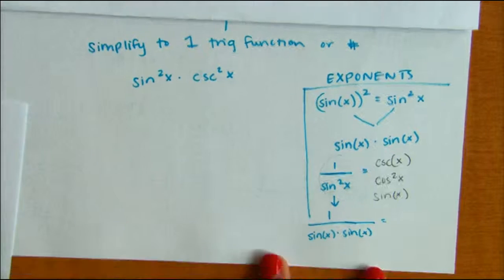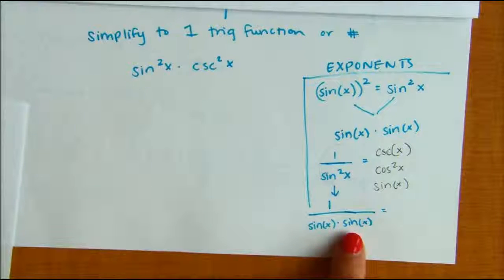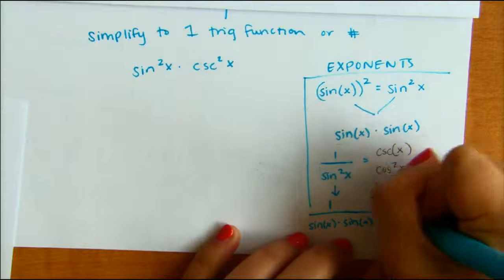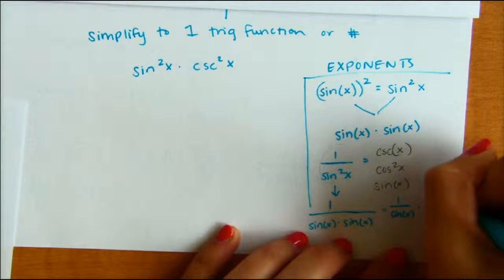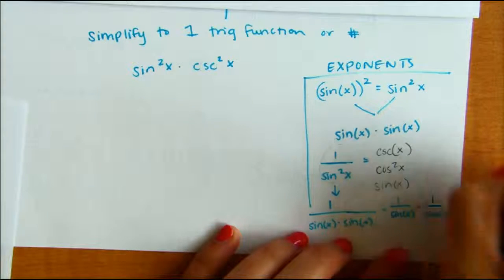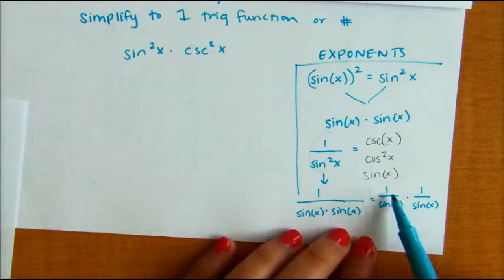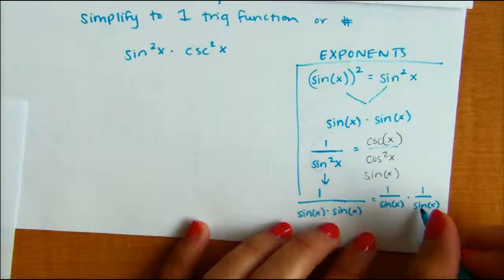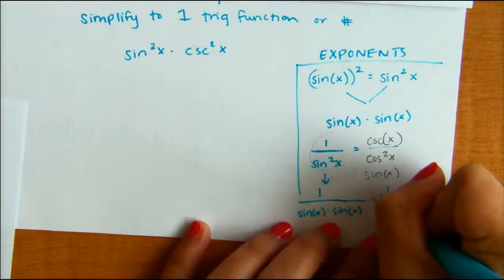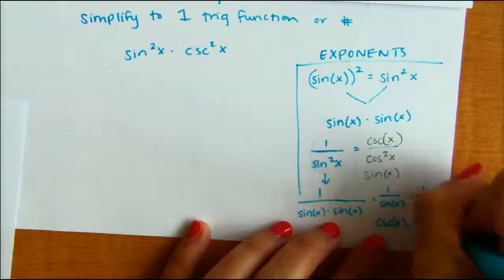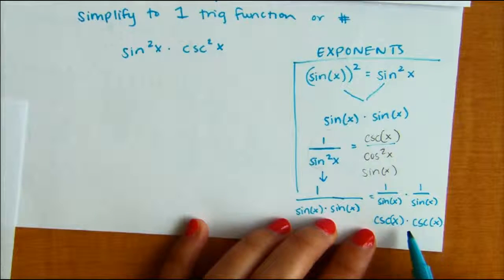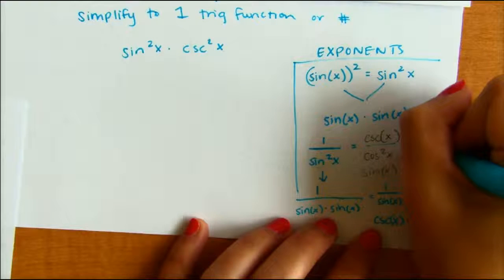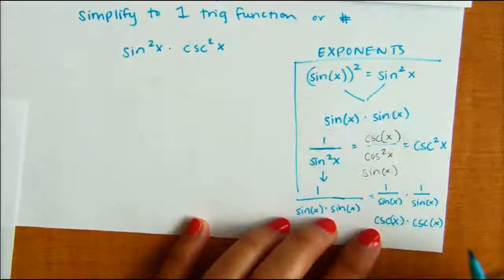And when I have a fraction like this, when everything is being multiplied in my denominator, I can actually split that fraction up into 2 pieces. I could have a 1 over sine of x times a 1 over sine of x. I know that 1 over sine of x can be replaced with a cosecant of x. So I'm going to replace both of these with cosecant. Cosecant of x times cosecant of x. So that in the end, I've got 2 of these, and this will end up equaling cosecant squared x.